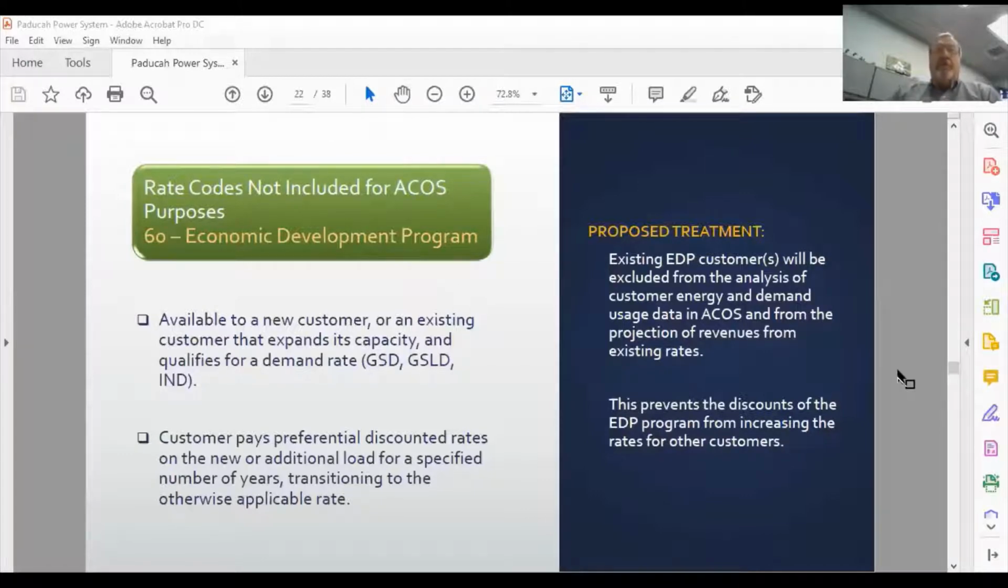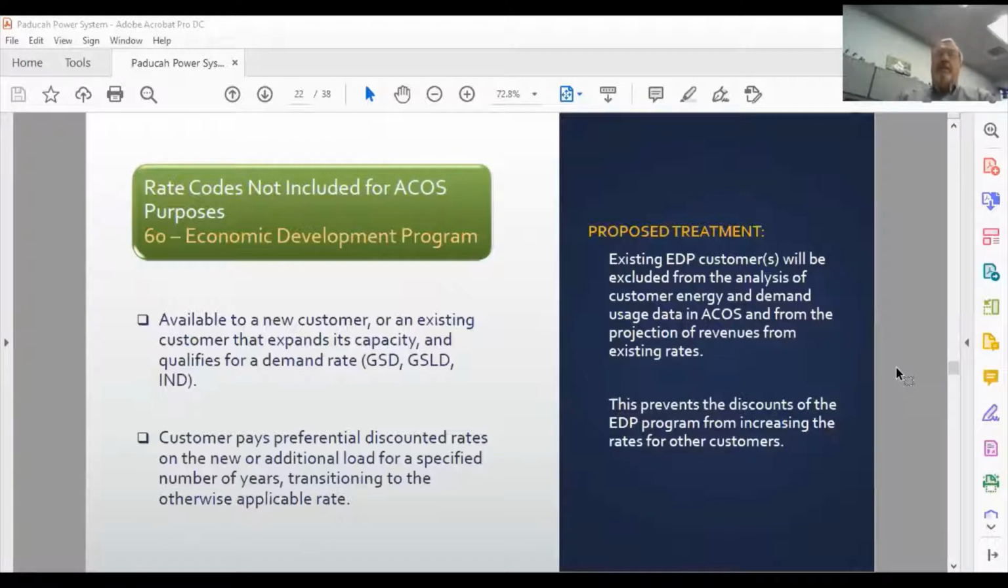So for purposes of the allocated cost of service, we will exclude any of these customers from the analysis. We will treat the class as if it doesn't have any economic development customers in it. The load would not include them. The cost would be allocated to that class without the effects of what that load would do on the cost allocation. And then we design a rate as if those customers are not on the system.